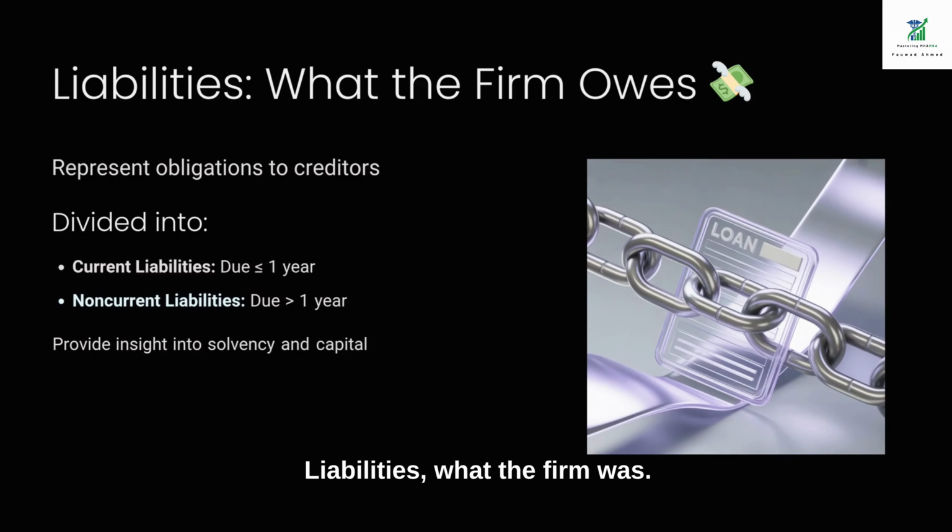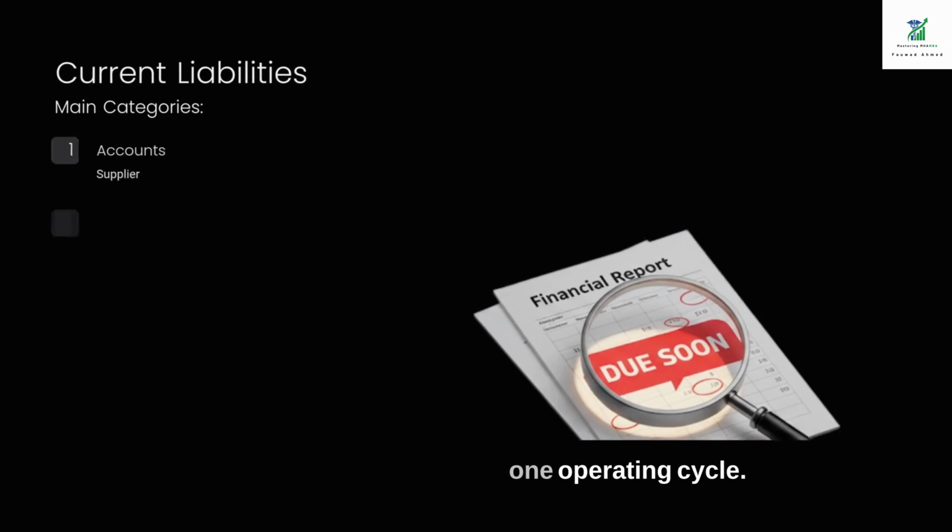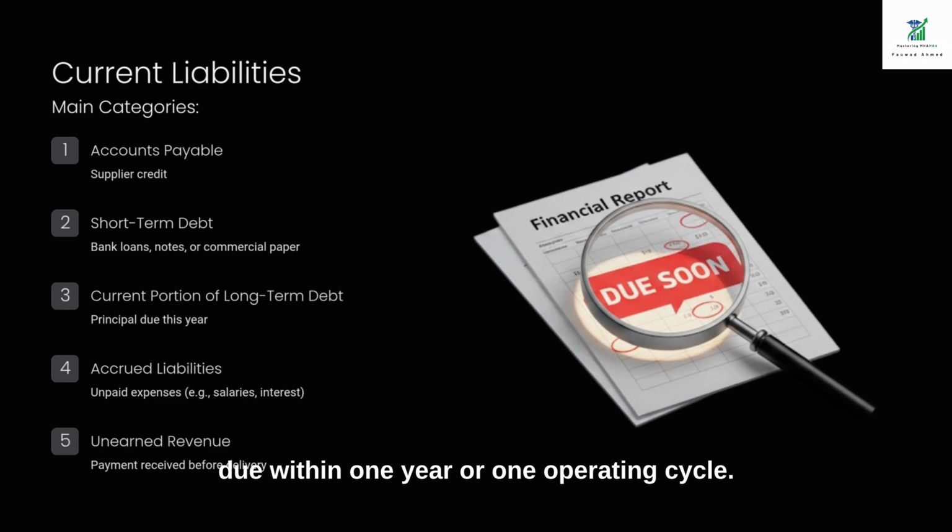Liabilities, what the firm owes. Liabilities represent the company's obligations, claims from creditors. Current liabilities, due within 1 year or one operating cycle. Examples include accounts payable, unpaid supplier bills, short-term debt, bank loans, or commercial paper. Current maturities of long-term debt, upcoming principal payments. Accrued liabilities, expenses incurred but not yet paid, like wages or interest. Unearned revenue, cash collected before delivering goods or services.